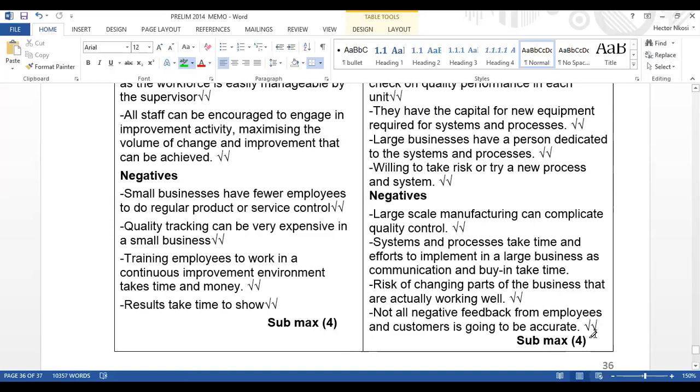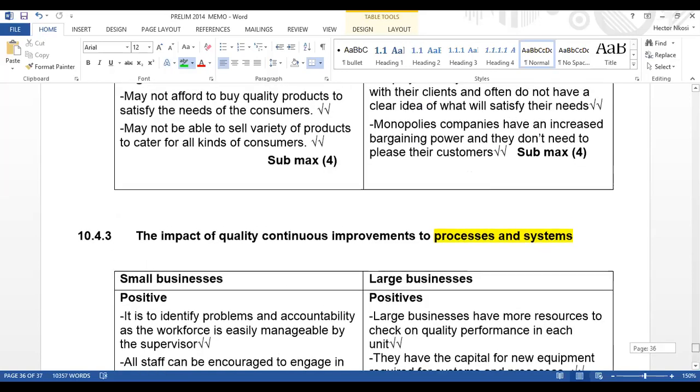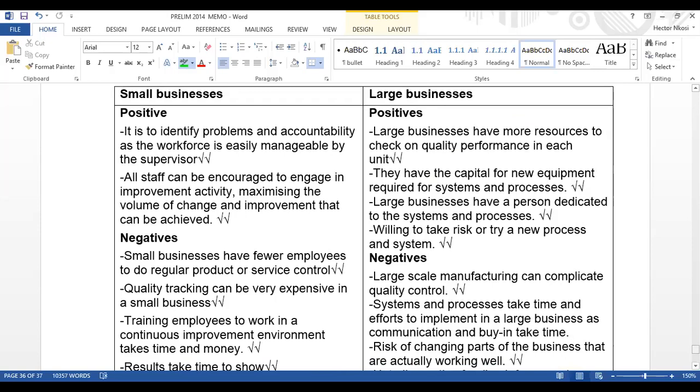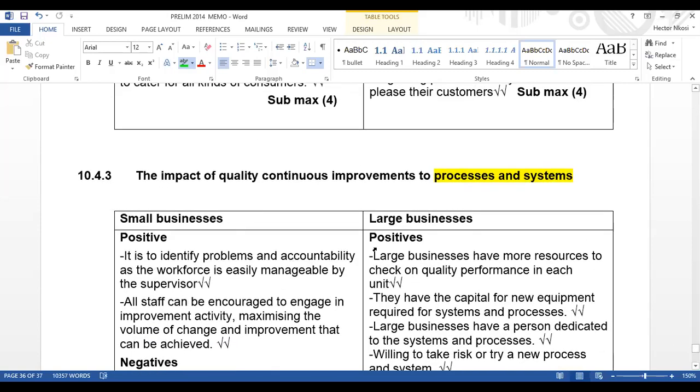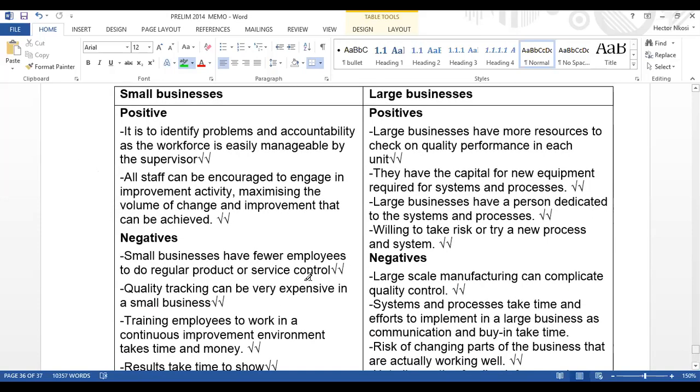Right. Now, let's look at processes and systems in a small business. The positive things about processes and systems are that it is easier to identify problems and accountability, as the workforce is easily manageable by supervisors. And also, all staff can be encouraged to engage in improvement activity, maximizing the volume of change and improvement that can be achieved.